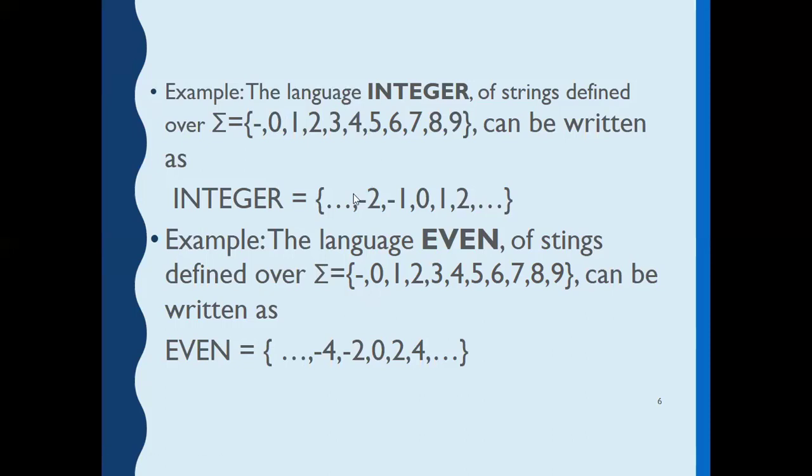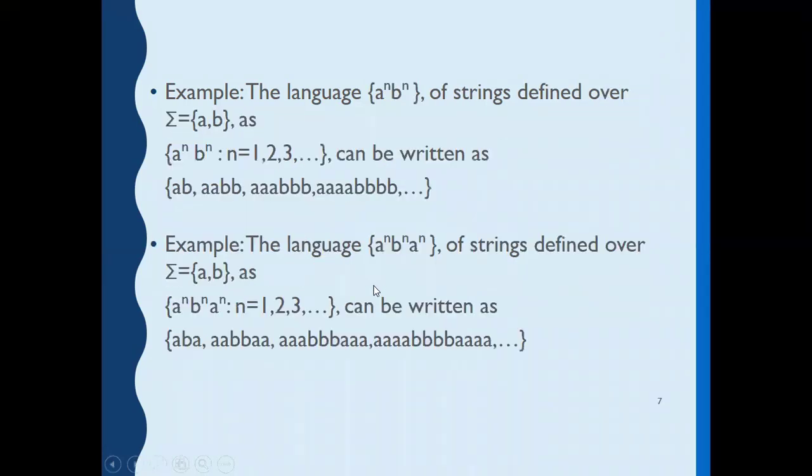So they will have an even length string. For example, -4, -2, 0, 2 and 4. These are all the examples. Like you can see here, even is equal to -4, -2, 0, 2, and 4. In this set, we are having the strings of even numbers.